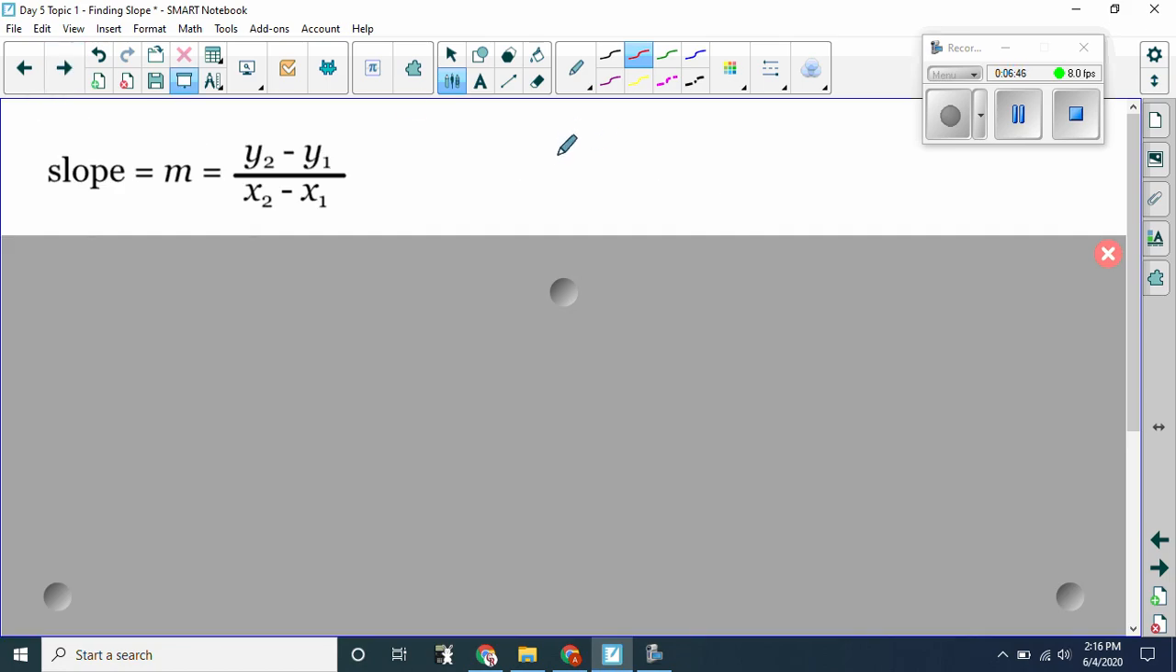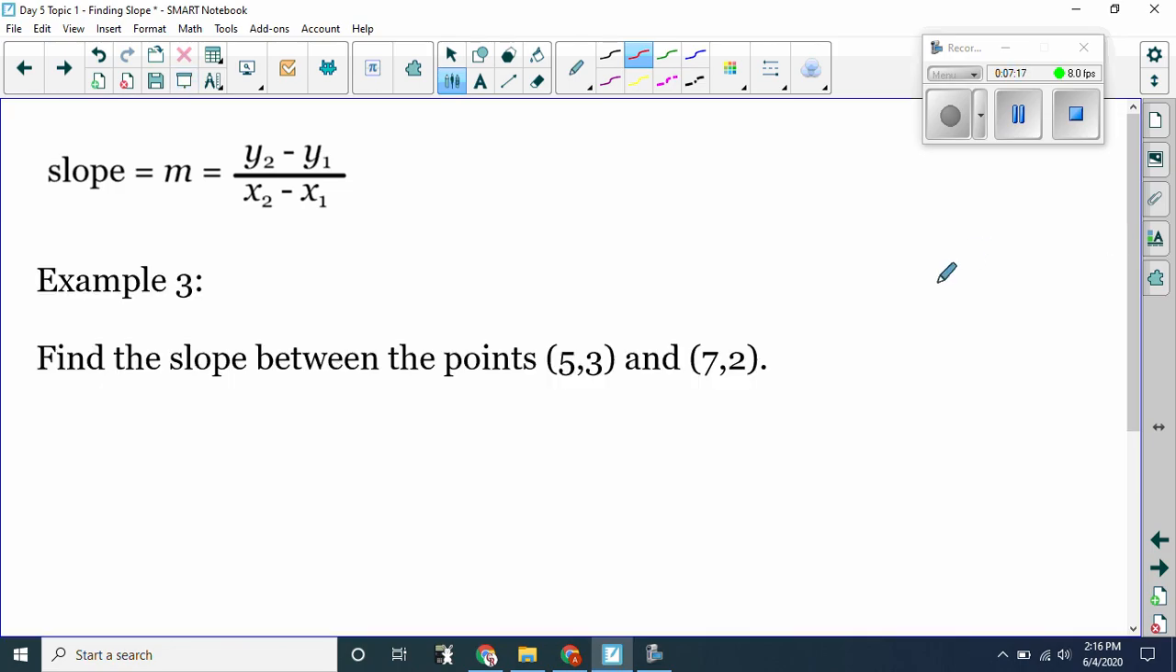If they don't give us a graph, if instead they tell us what those points are, we are going to use this formula right here. Slope, which we use m to represent slope, is equal to y sub 2 minus y sub 1 over x sub 2 minus x sub 1.